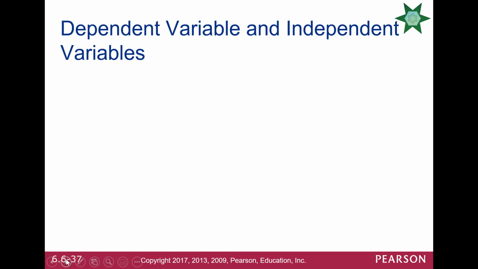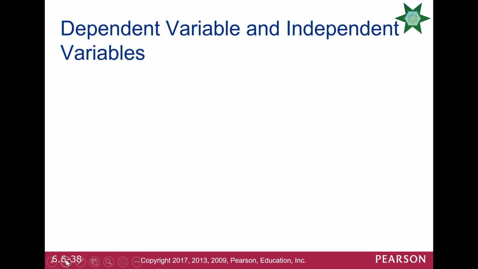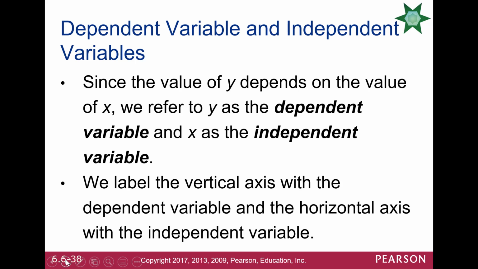You may have heard the terms in the past dependent and independent variables. When we talk about x, that's the independent variable. Y depends upon it. So you pick values for x, and the system you solve for then is y.